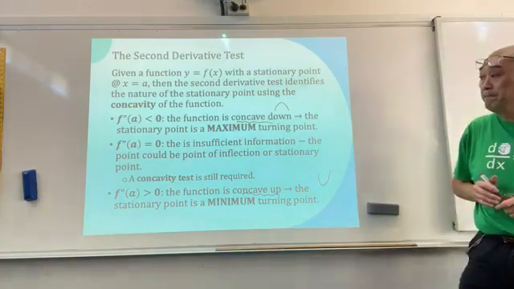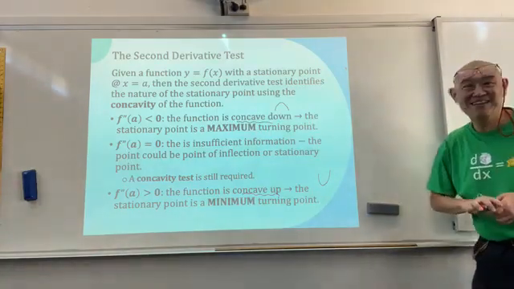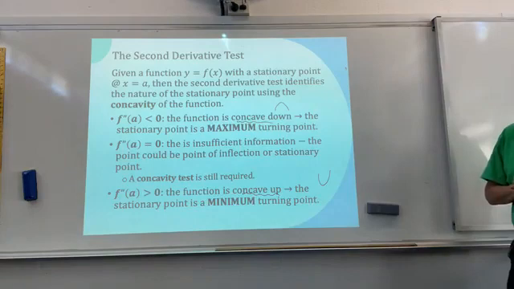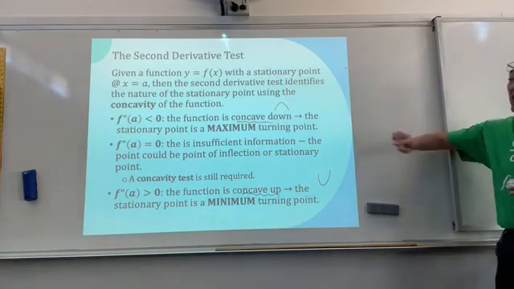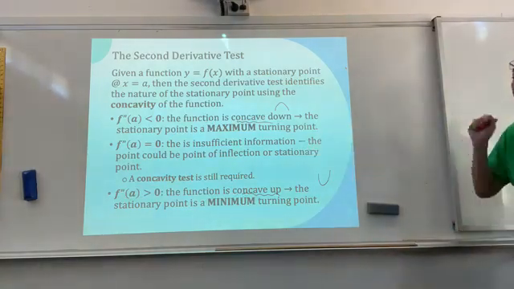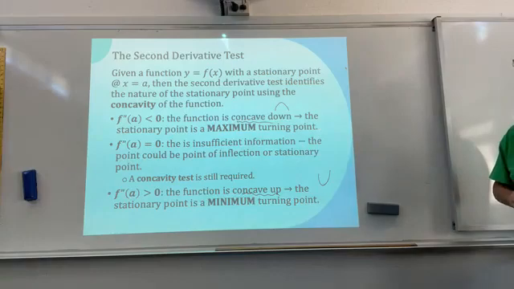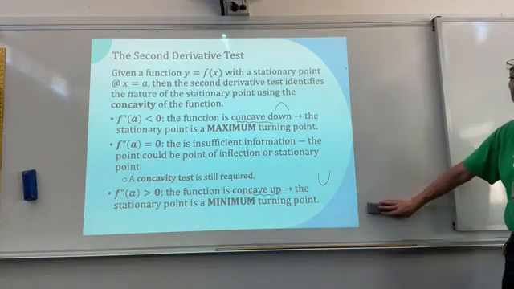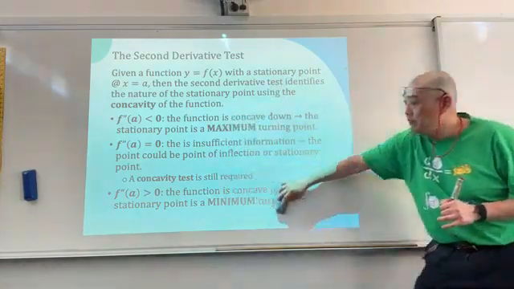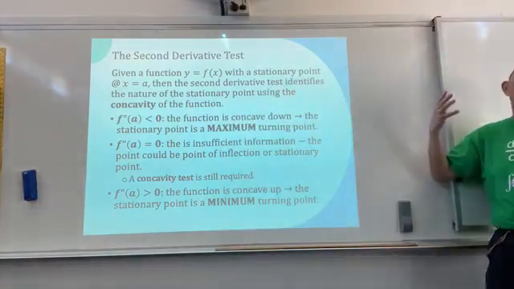When it's equal to 0, it can be a stationary point. Is x to the power of 4 an example of that, where it's a stationary point? It's a minimum. So when f double dash a, or second derivative, equals 0, that's insufficient information. The point could be a point of inflection or stationary point. So you need to use either concavity test or sign test.